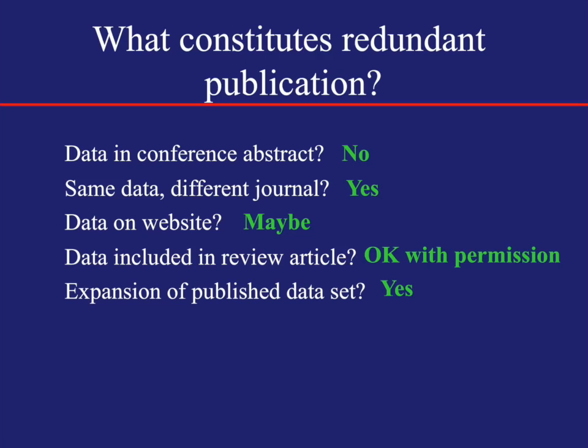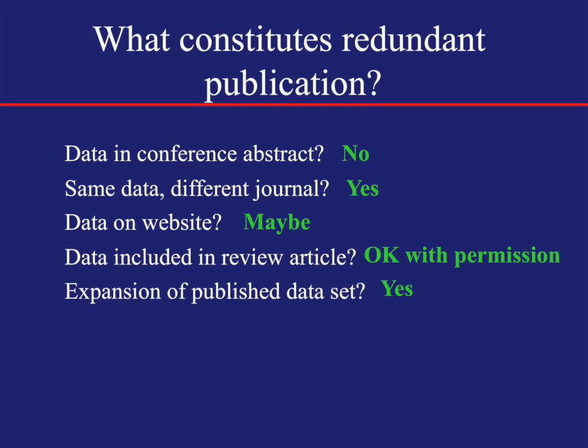Now, I spoke about redundant publication. So what is a redundant publication? Of course, if you publish an abstract, that is not a redundant publication. If you have the same data in different journals, that is a redundant publication, and it should always be avoided. If it's on a website, maybe it can be a double publication. That depends on the amount of data you have put on that website, whether it was in the form of a scientific paper or was just reported.